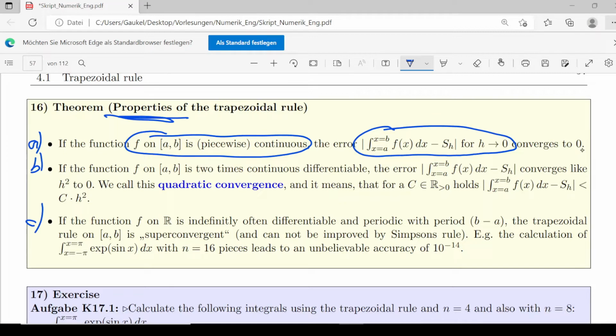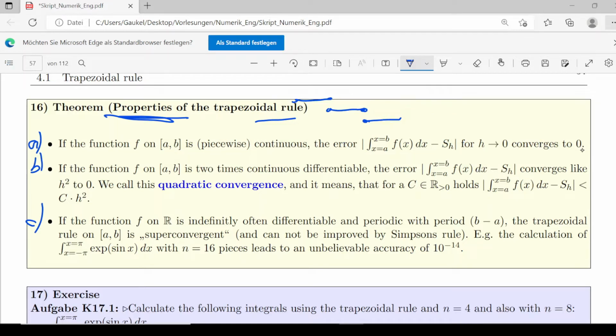What is piecewise continuous? Piecewise continuous means there might be jumps of the function, but on the integration interval there are only finitely many. So, for example, at most 8 jumps, but not infinitely many. And if that is true, then it's guaranteed that the trapezoidal sum, this is S_h, the trapezoidal sum corresponding to h, if that h gets small, then the correct value and the trapezoidal value are very close together. That's the least we can expect from a meaningful idea.